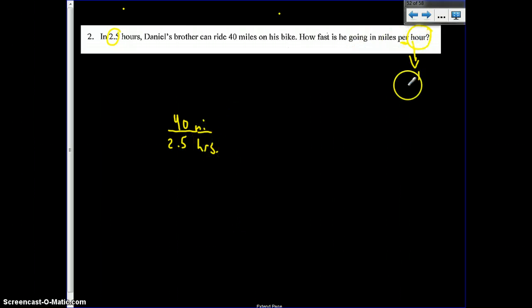Now we want to find out how much for 1 hour, for each one. So what do we call that when we want to find out for one? What kind of rate is it if it's for one? Unit. Yeah, it's called the unit rate. So we're going to find the unit rate.